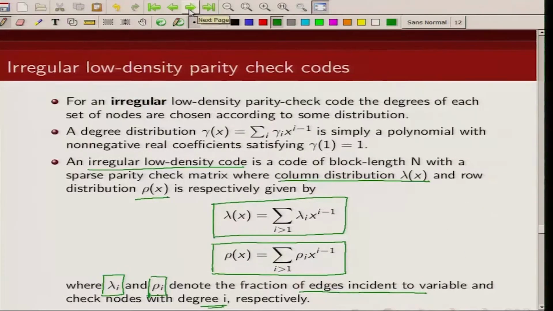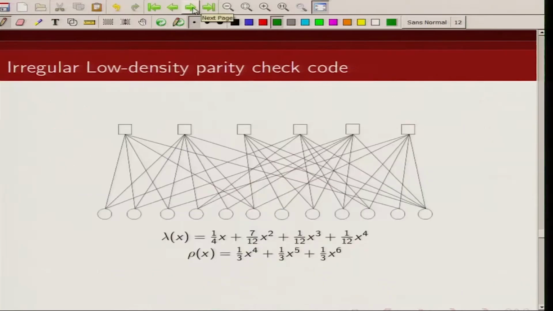Again, have a look at the degree distribution. This is the fraction of nodes with degree I, and this is the fraction of nodes with degree I. This is the row degree distribution, this is the column degree distribution. Let us take this example. So, we have 1, 2, 3, 4, 5, 6, 7, 8, 9, 10, 11, 12. So, n is 12.